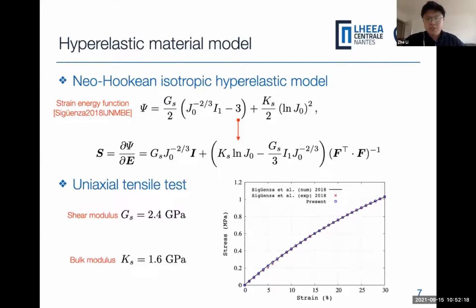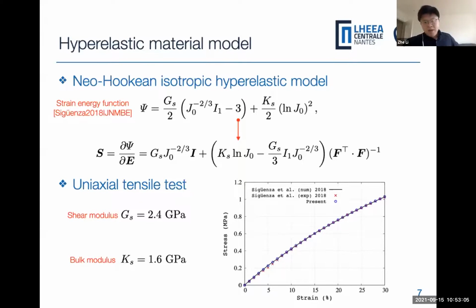Regarding the material model, we choose the neo-Hookean isotropic hyperelastic model, just as done in the paper of Sigüenza in 2018. By differentiating this strain energy density function with respect to the Green strain tensor, we obtain the second Piola-Kirchhoff stress tensor. To validate our implementation in our in-house code, we apply the same uniaxial tensile test as in the paper of Sigüenza, and we obtained almost exactly the same result. So this validates the implementation of the material model.